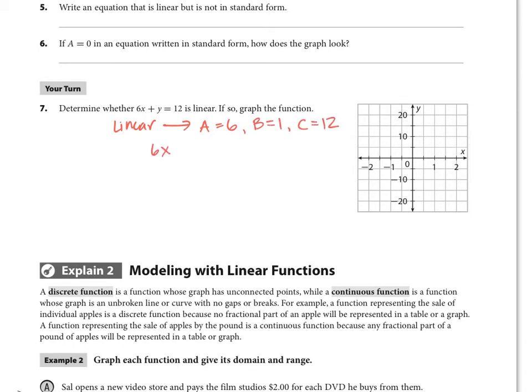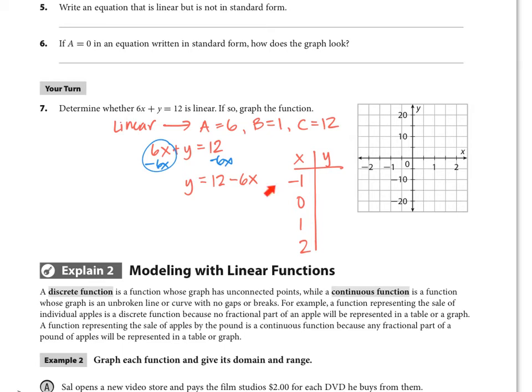So now I'm going to take this function and solve for y. In order to do that, I'm going to subtract 6x on both sides to get rid of that. And y equals 12 minus 6x. So I'm going to do the table of values here, and I'm just going to choose a few. Let's do -1, 0, 1, and let's do 2. I'm pretty comfortable with you doing 3 if you want to just stick with that.